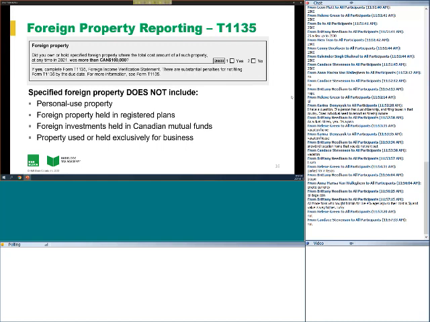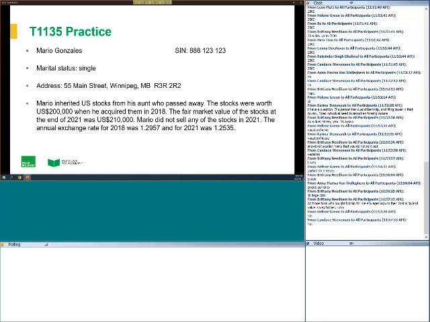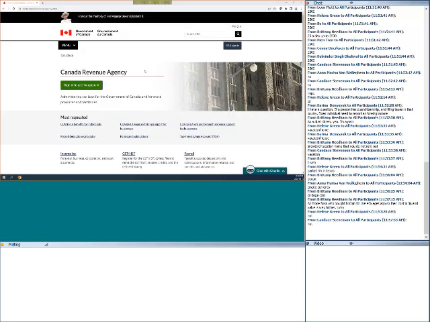Okay, we're going to do some practice on some of this. I'm going to ask everyone to pull up a T1135, and then we're going to do one together. And what I'm going to do briefly before we get into that is I'm going to make sure everyone knows how to find a T1135. So I'm going to end my slides briefly. I'm going to switch back to the CRA website that I have here.